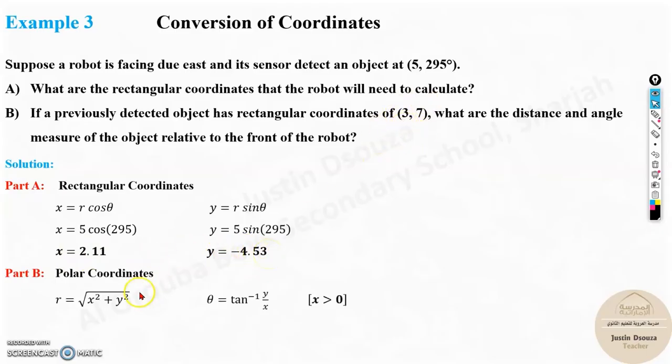Same thing with polar coordinates. Use the formulas which you just now saw. x is greater than 0, so use this theta formula. Substitute over here. x is 3, y is 7, r, and tan inverse of 7 by 3. Put it in the calculator. This is it. So this is how you can easily convert polar to rectangular or rectangular to polar. This gives both the formulas. We just remember these 4 formulas and you can convert to anything.